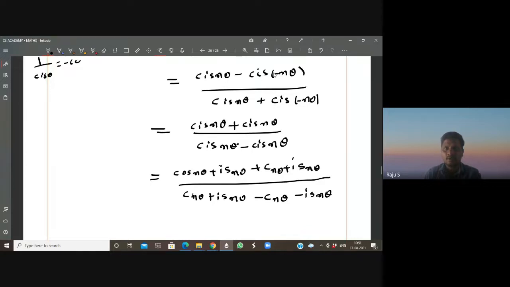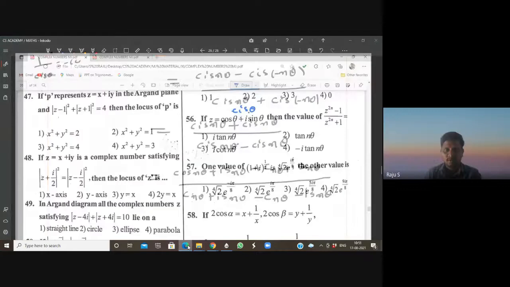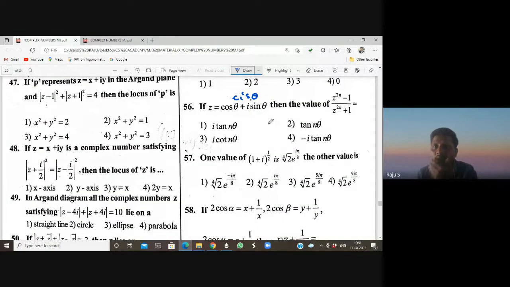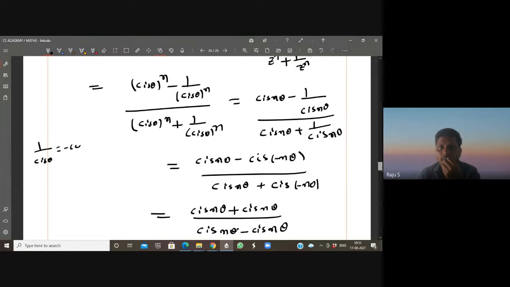So what will be cancelled? Minus to minus plus here. And in the denominator, I think plus i sin theta will come. So z power minus n is 1 by z power n.